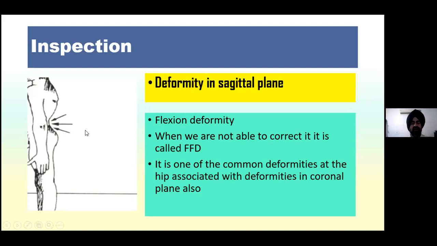So looking at the lumbar lordosis from the side of the patient standing straight, we can judge that there is some problem in the hip. The hip is not extending properly and it has tilted the pelvis. When we are not able to correct it, it is called the fixed flexion deformity. It is not corrected, but masked by the increased lumbar lordosis. It is one of the common deformities of the hip, associated with deformities in the coronal plane, which we will come to later on: the adduction deformity and the abduction deformity.